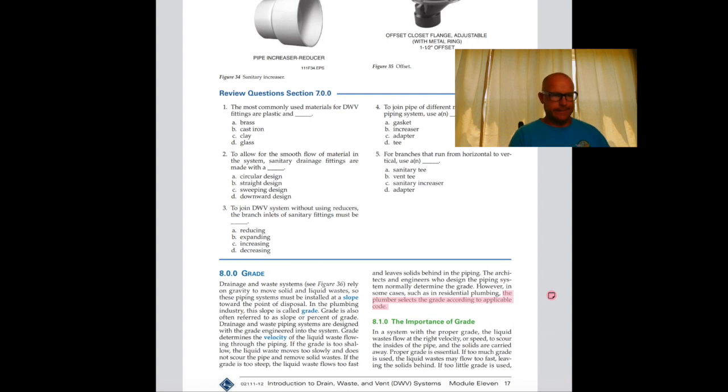All right, here we go. You've got these architects and engineers. They design the piping system, determine the grade. But unfortunately, they don't always get it right. So the note is the plumber selects the grade according to applicable code. Did I get that word right? Applicable. There we go. Got it. Write it down.